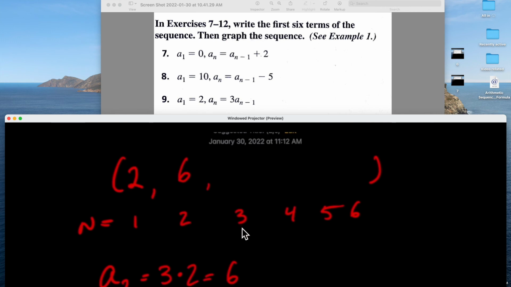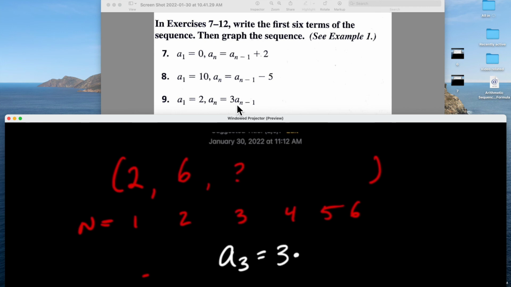How do we find the value at position 3? There's our question mark now. Let's look at our formula. To find the value at position 3, we take our common ratio, 3, and we multiply that by the value one step to the left.